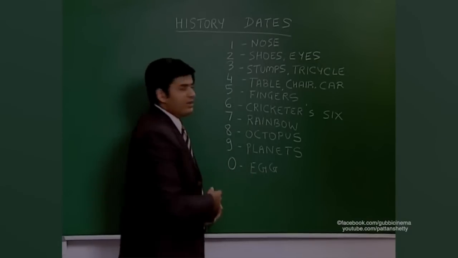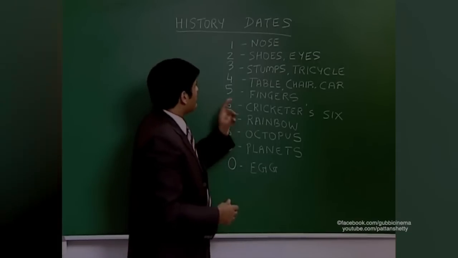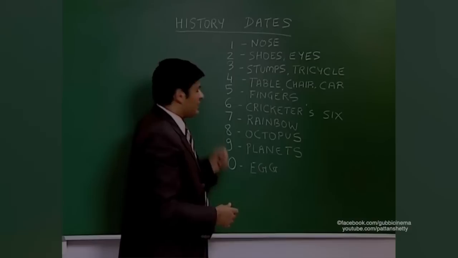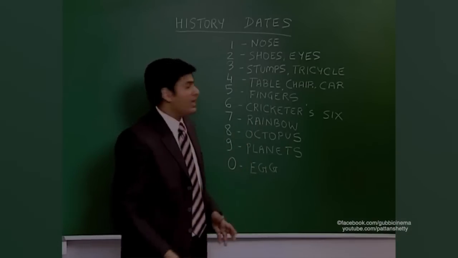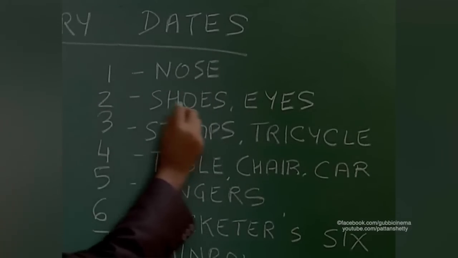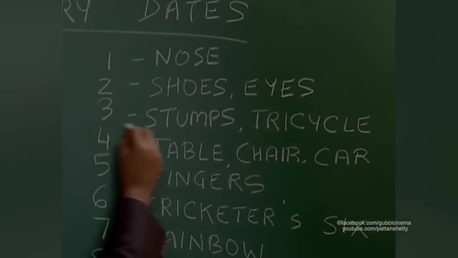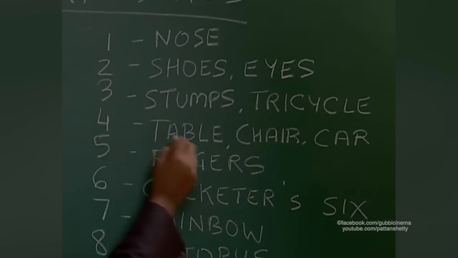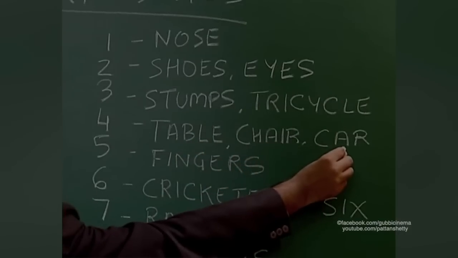Now friends, what we have done is, for each number in a numerical system we have assigned one word or 2 words or more than that. So whenever the number is flashed, suddenly the word will automatically flash in our mind. Let me revise. 1 is nose. 2 we can take shoes or eyes. 3 we can take stumps or tricycle. 4 we can take table. Table has 4 legs. Chair has 4 legs. And car, because it has 4 wheels.